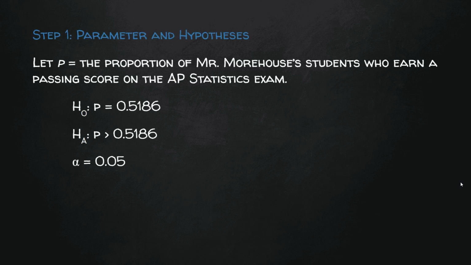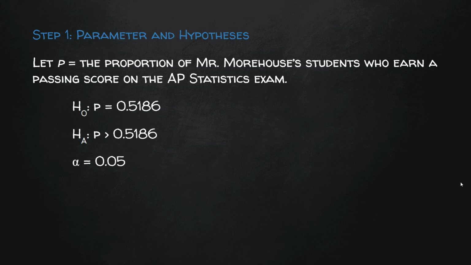Step one is to set up the parameter and hypotheses. For the parameter, we're going to say let P equal the proportion of Mr. Morehouse's students who earn a passing score on the AP statistics exam. For the null hypothesis, we're going to say that P equals 0.5186. That would be the state proportion.